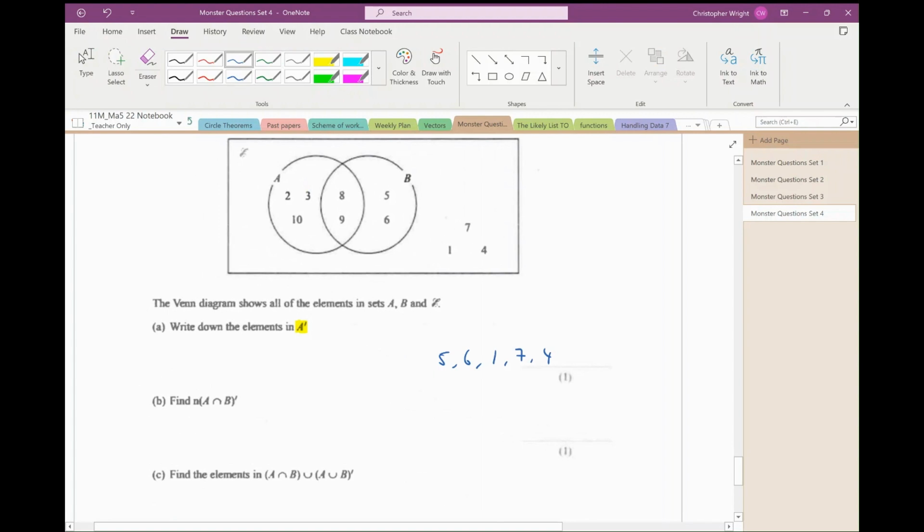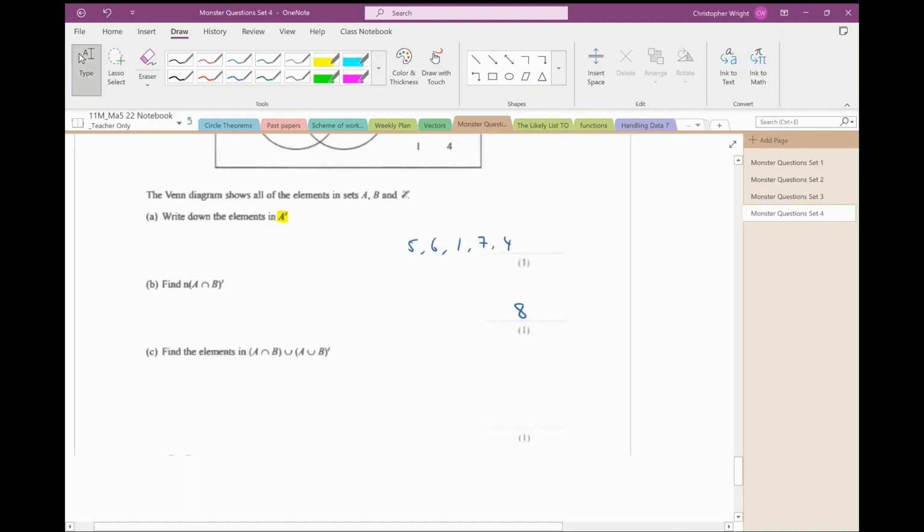Right, find the complement of A intersection B. Well, A intersection B is the 8 and 9. So those that are not in A intersection B are all the others, 2, 3, 10, 5, 6, 7, 1, and 4. It asks me to find the number of elements in the complement to the intersection. So that's going to be 1, 2, 3, 4, 5, 6, 7, 8. There are 8 elements which are not in A intersection B.